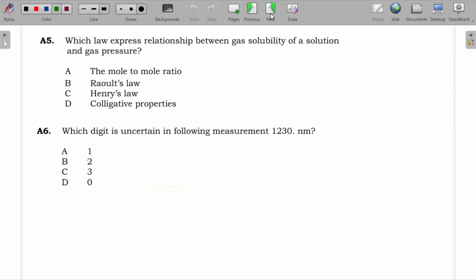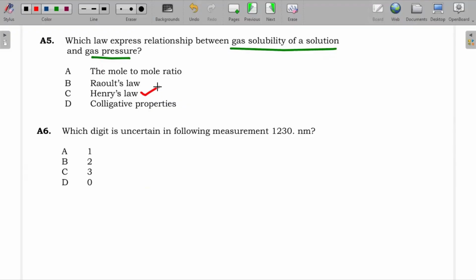Question number 5, they're saying which law expresses the relationship between gas solubility of a solution and the gas pressure. Okay, so we have gas pressure and the gas solubility of a solution. It's a very common law in this course. We've used it, we've solved questions on it. So the one that connects the gas solubility to the gas pressure is simply Henry's law.